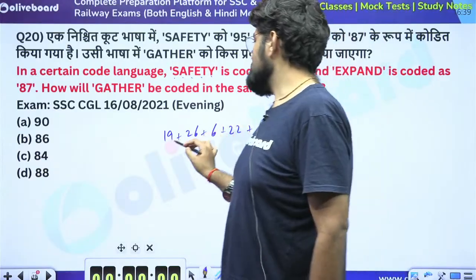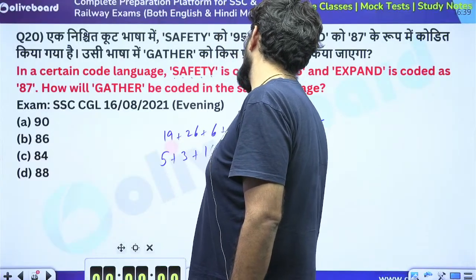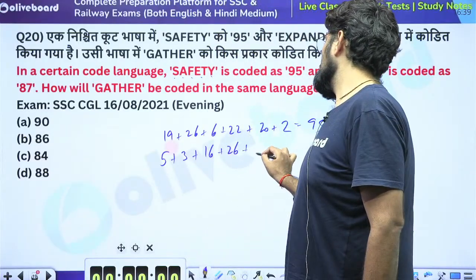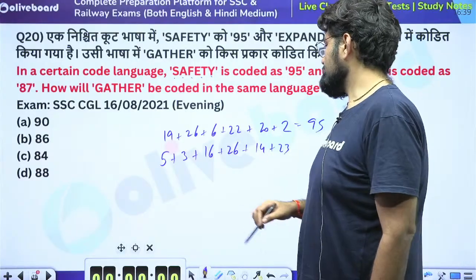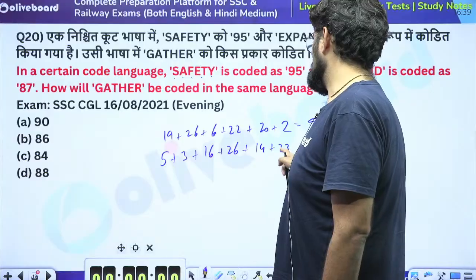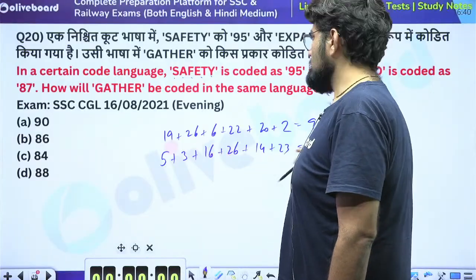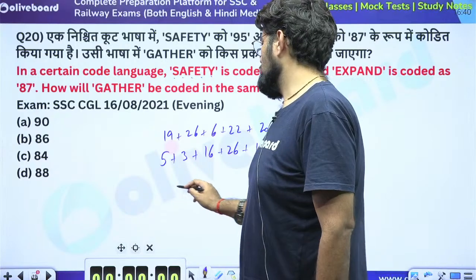Okay, let's quickly check for expand. So this is E, X, P, A, N, D. 14, 16, 30. And this is 49. So 30, 49 is 79 plus 8. Working. So gather. What will be the code for gather?